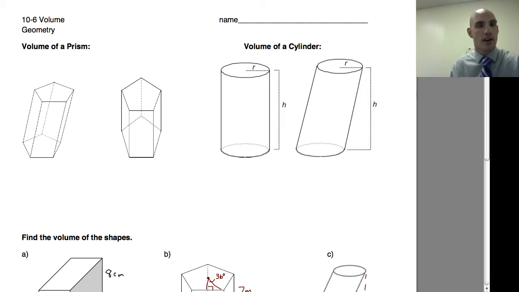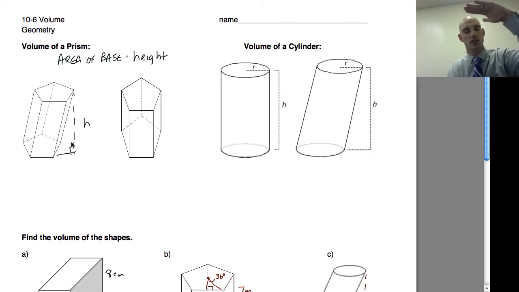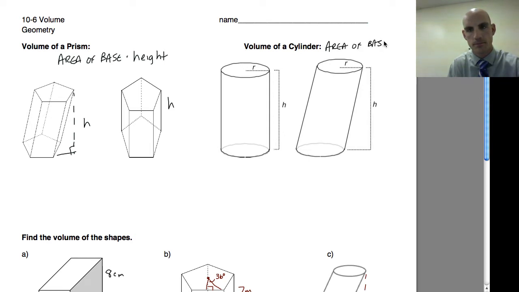We need to know the formula for the volume of a prism. It's equal to the area of base times height. When I have this oblique prism here, this is going to be the height. Drop directly down from the top to the ground at a 90-degree angle. The height of this one is just that side length because it intersects the ground at a right angle. Volume of a cylinder is area of base times the height as well.